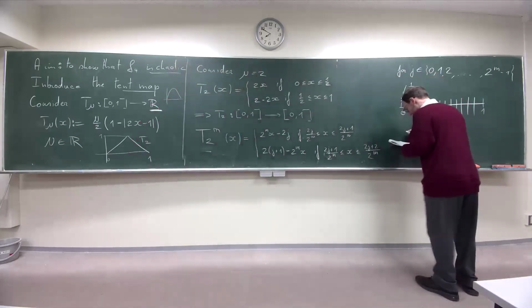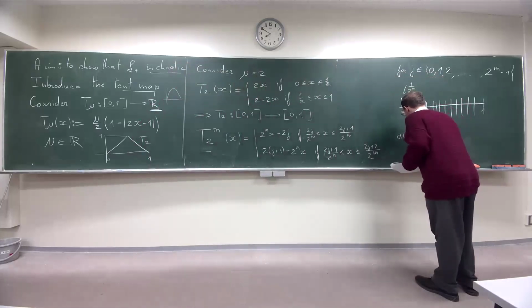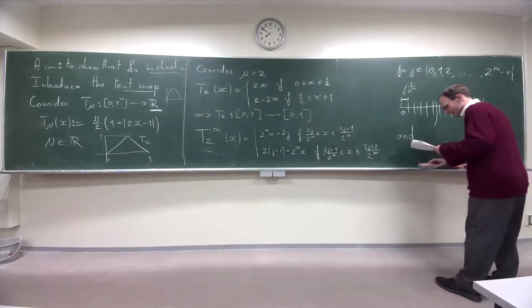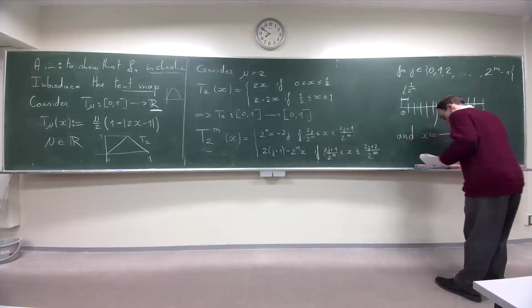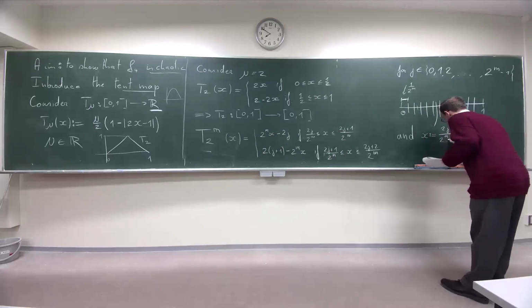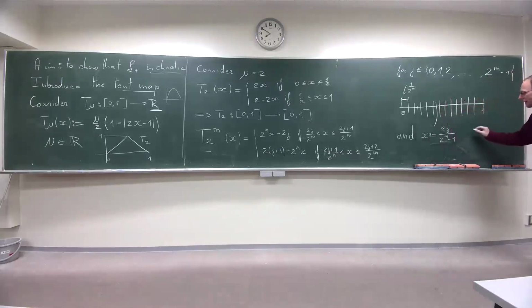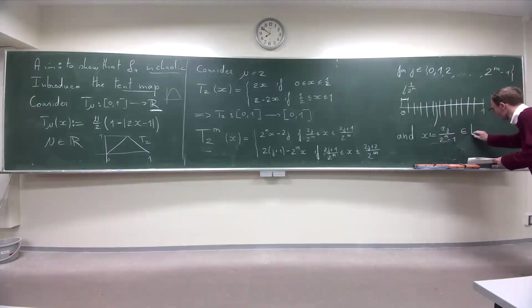And this is also a small exercise. If I define x equal to 2j over 2 power m minus 1, this expression or this point, I'm claiming that it is in. Oh, sorry, I forgot something. Okay, no, that's not right. 2j over 2.